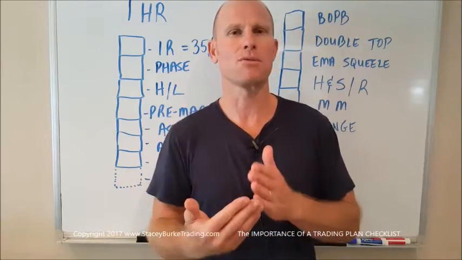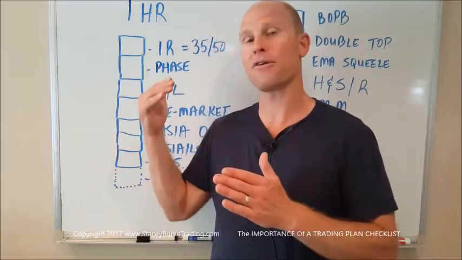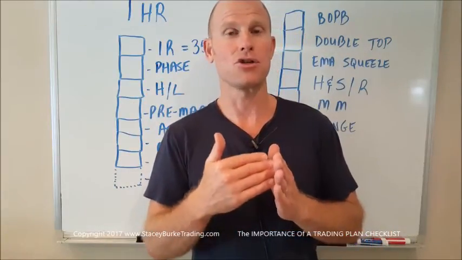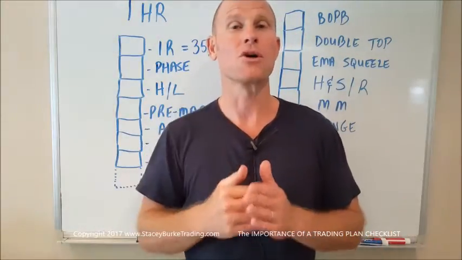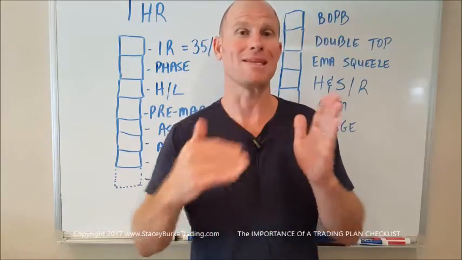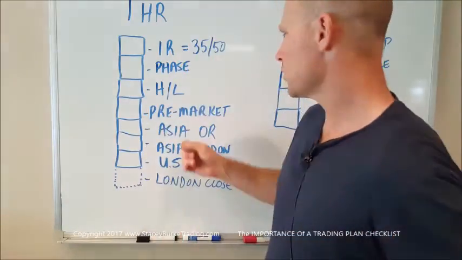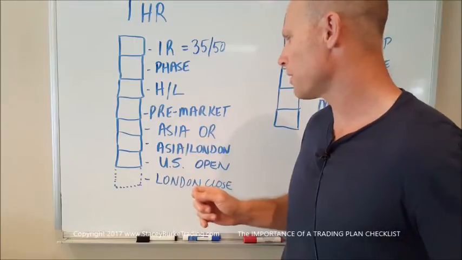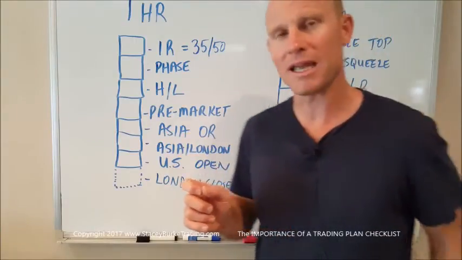So I'm looking for some sort of evidence based on my other information. Are the buyers in charge? Am I going to be trading with those buyers, or have the sellers been in charge and I'm going to be selling with those sellers? So once the Asia opening range is established, I look towards the Asia close.